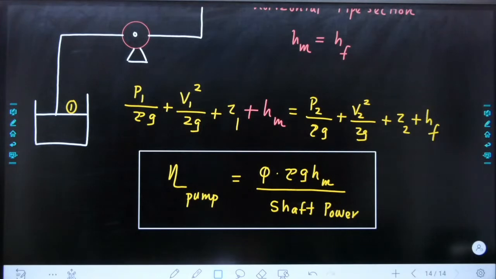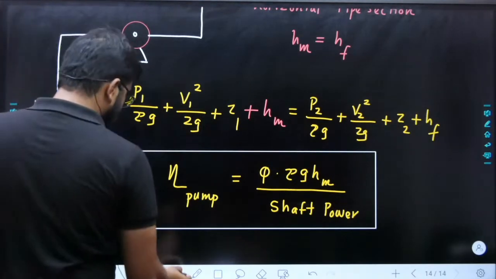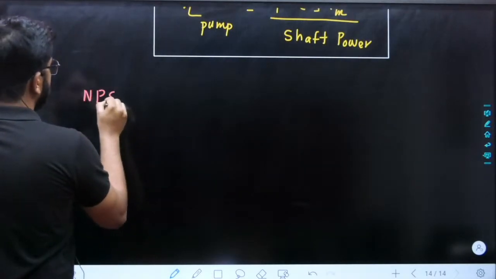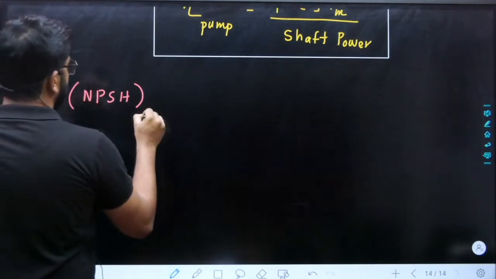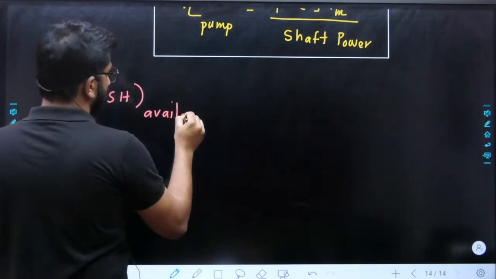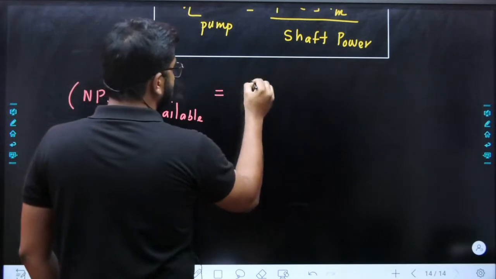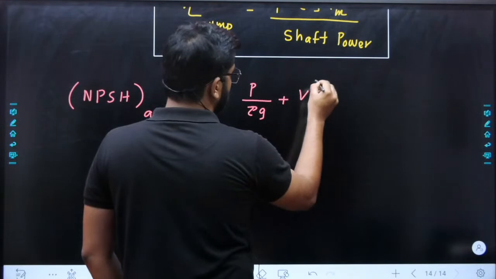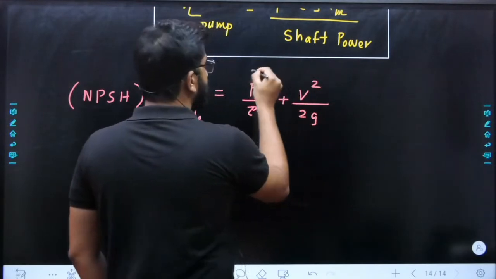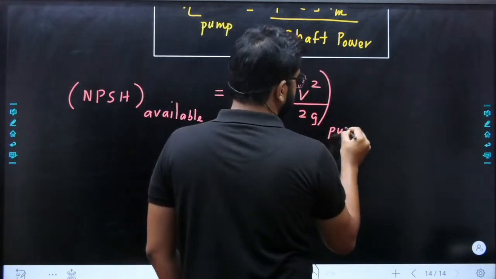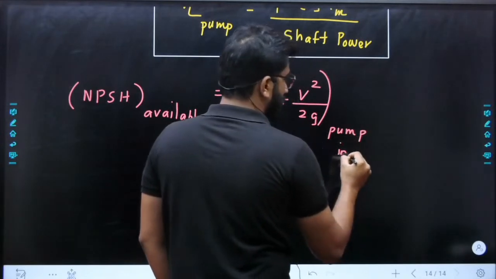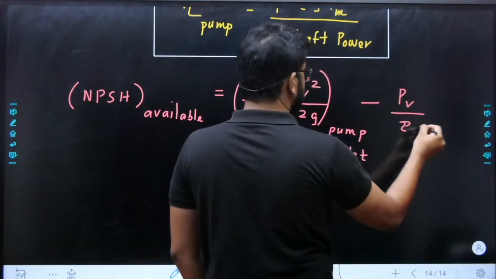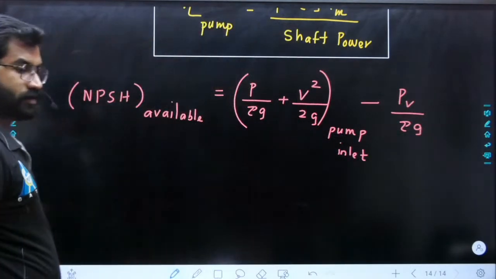Now, next one. NPSH. What is the meaning of NPSH? Equation for NPSH. NPSH available is equal to pump inlet stagnation pressure, that is P by rho g plus V square by 2g, which is at the pump inlet, minus vapor pressure head. This is your NPSH.